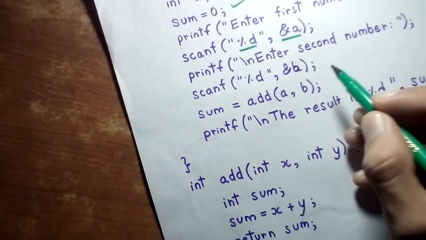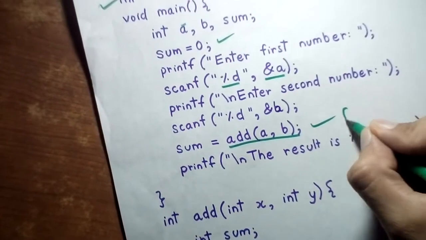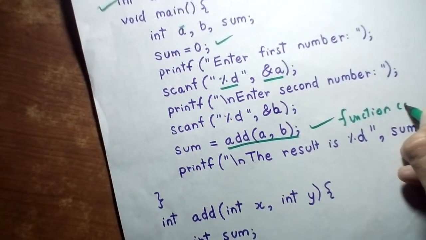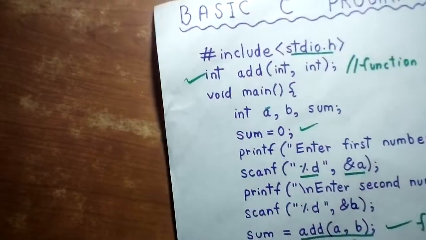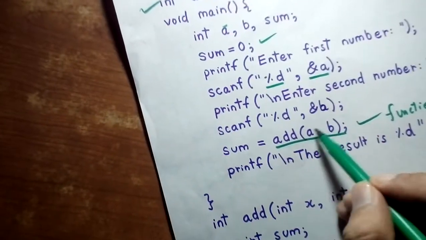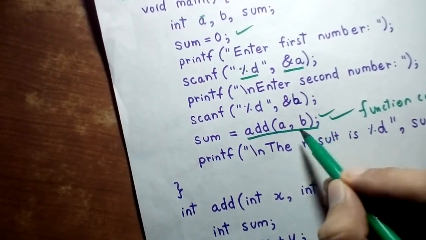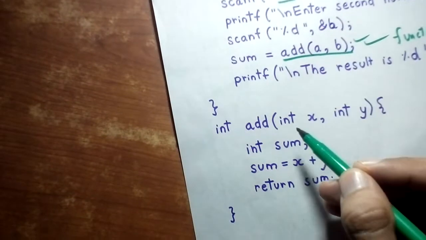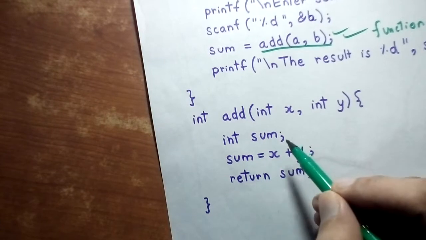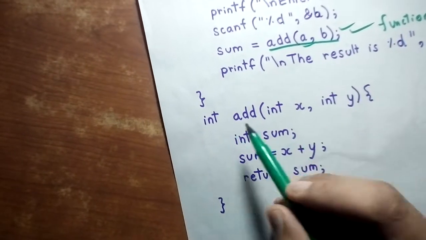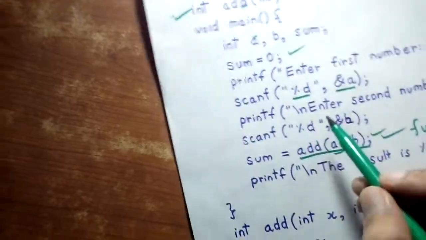After this line, what we see is very important, which is sum = add(a, b). This is the function call statement, and here we are passing the actual arguments a and b. These were the formal parameters, and these are the actual parameters. Now when this function is called, the program control will jump to the definition of the function. The program will move to this definition to look at what the code for this function is. Now what we see here is the definition of the add function, which was declared right above.